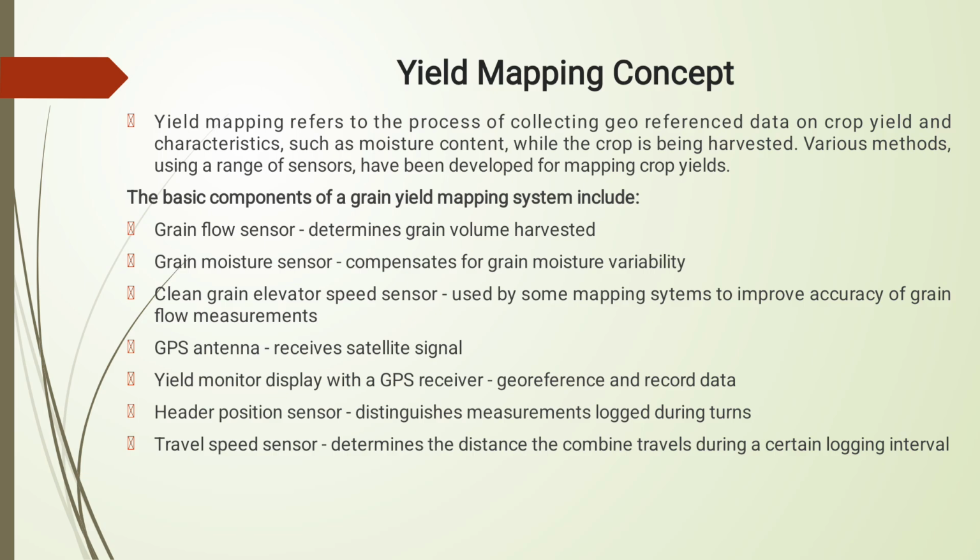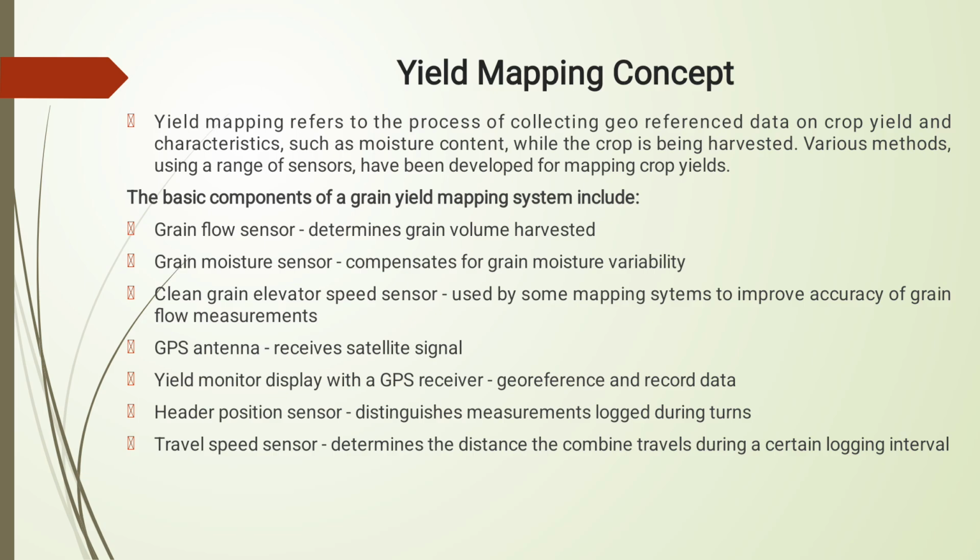GPS antenna. It receives satellite signals for precision agriculture. Yield monitor display with the GPS receiver. It is used for georeferencing and recording data. It collects data and analyzes it.